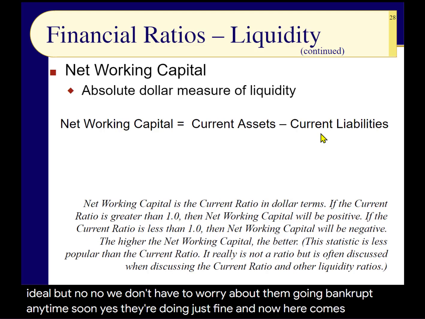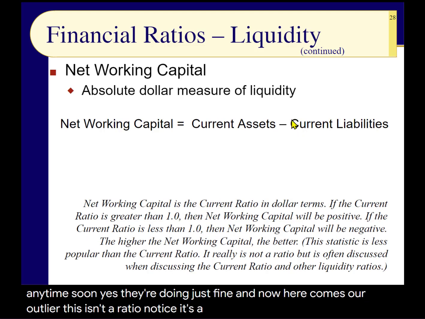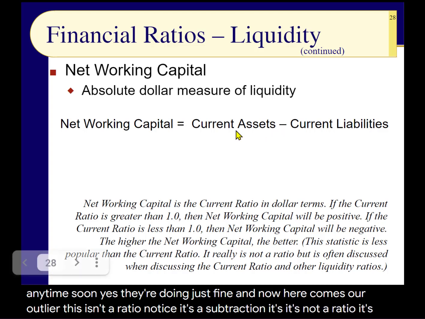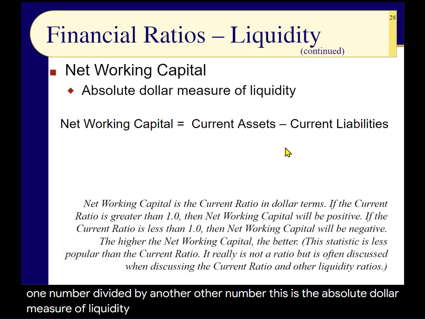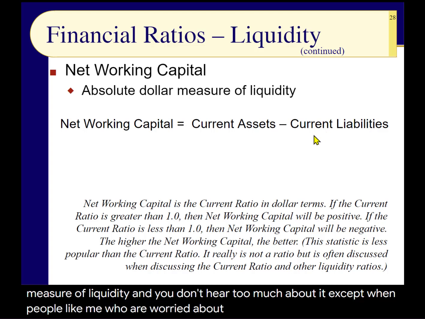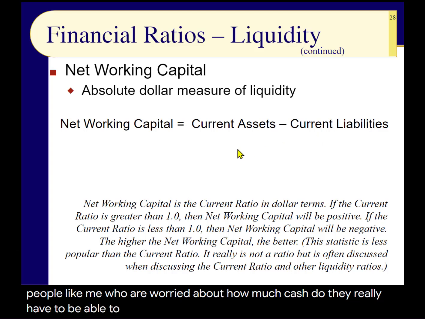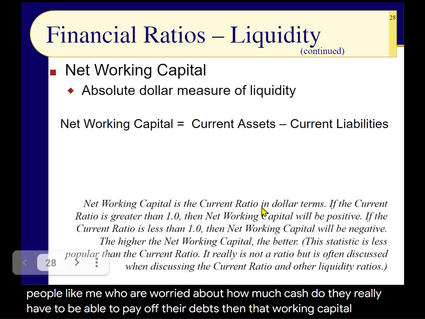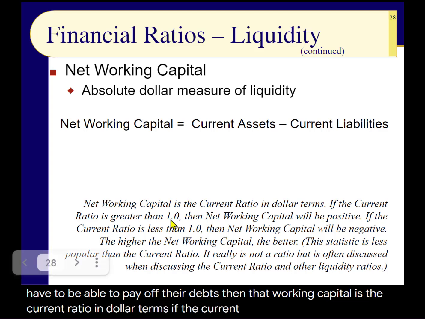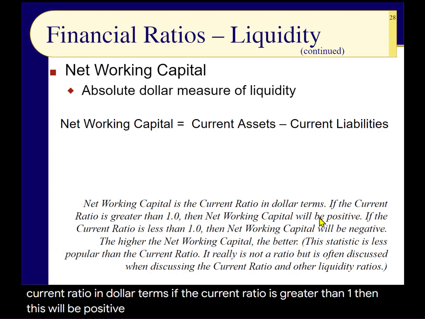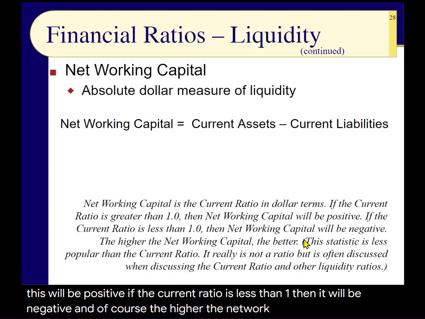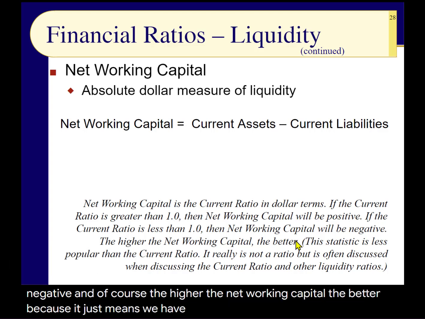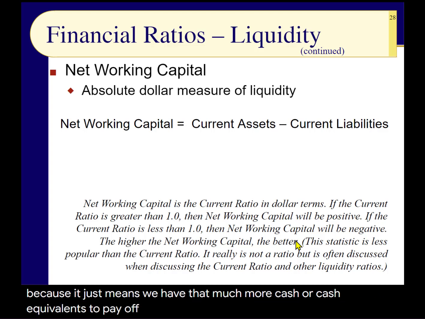And now here comes our outlier. This isn't a ratio. Notice it's a subtraction. It's not one number divided by another number. This is the absolute dollar measure of liquidity. And you don't hear too much about it, except when people like me who are worried about how much cash do they really have to be able to pay off their debts. The net working capital is the current ratio in dollar terms. If the current ratio is greater than 1, then this will be positive. If the current ratio is less than 1, then it will be negative. And of course, the higher the net working capital, the better, because it just means we have that much more cash or cash equivalents to pay off our short-term debts.